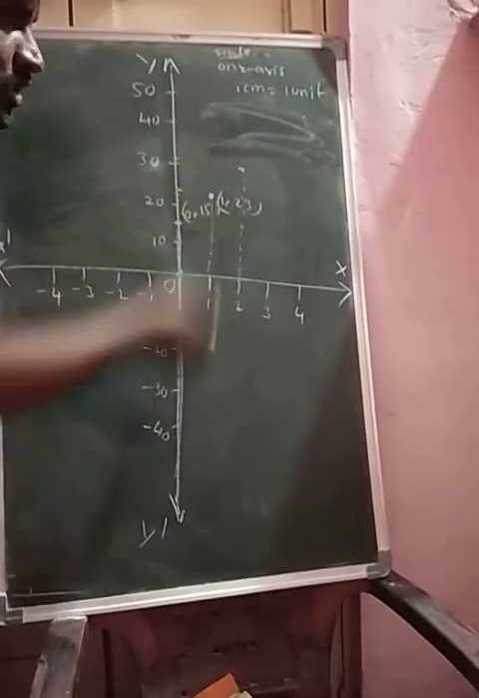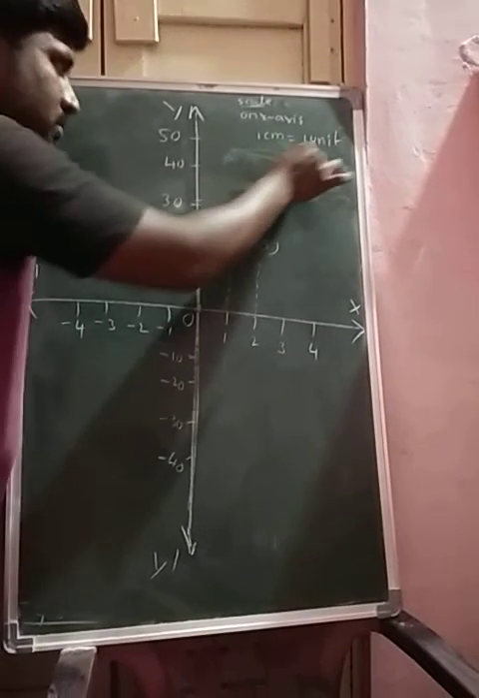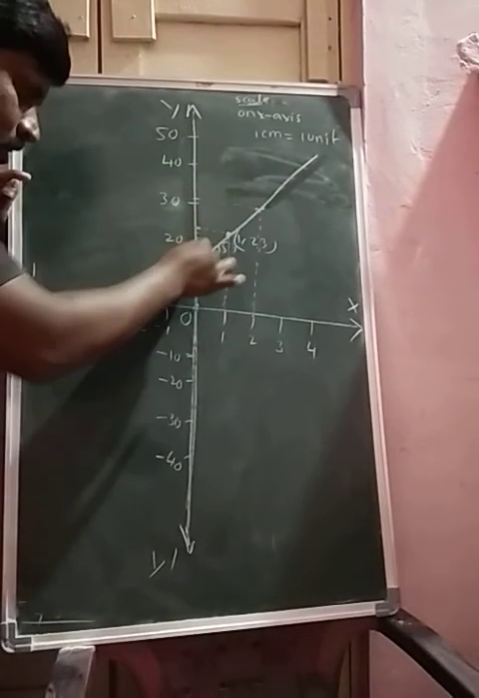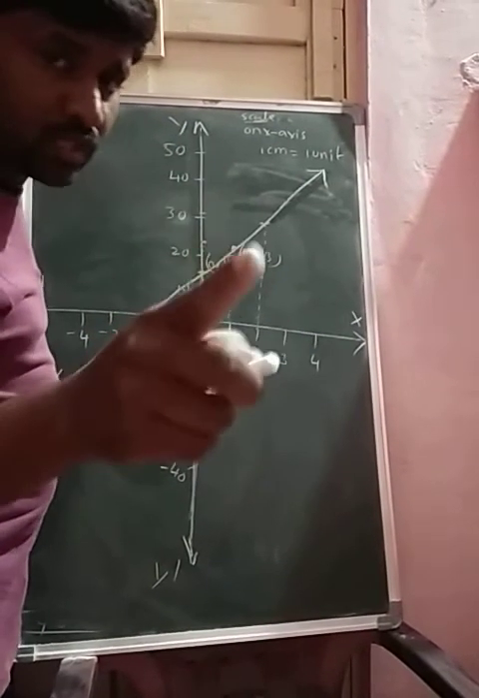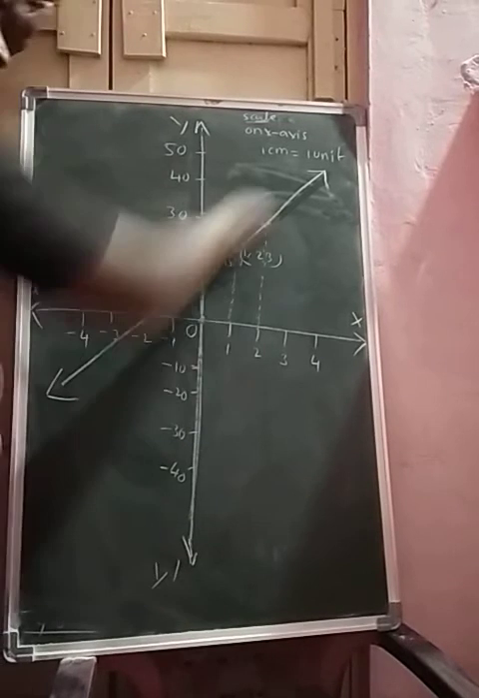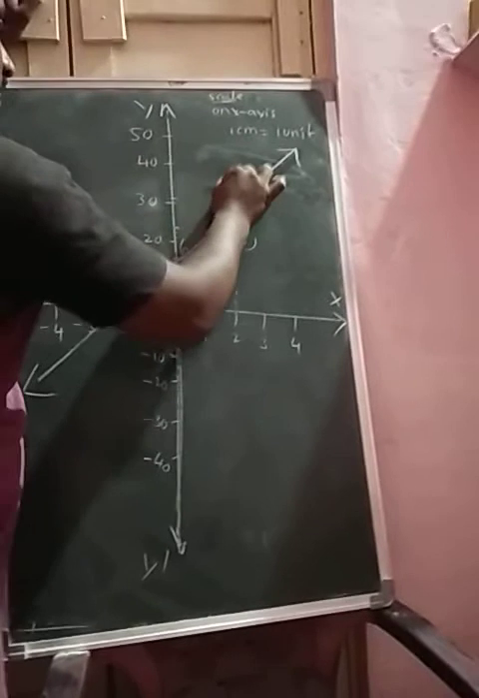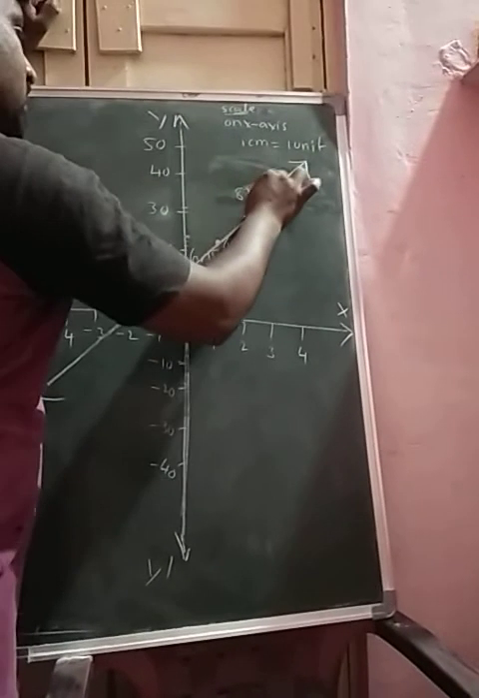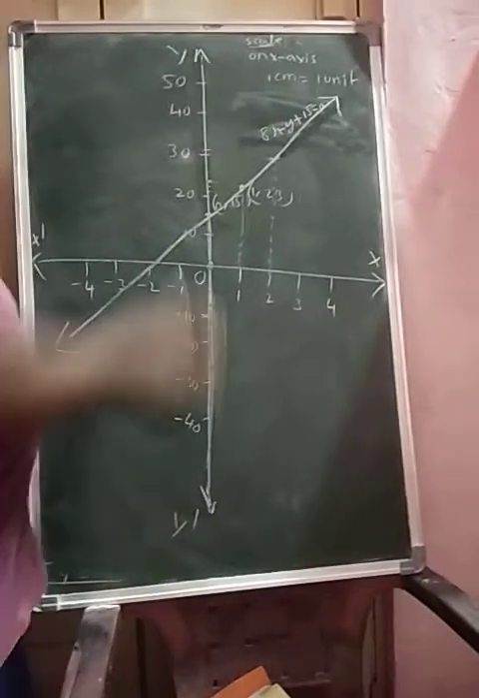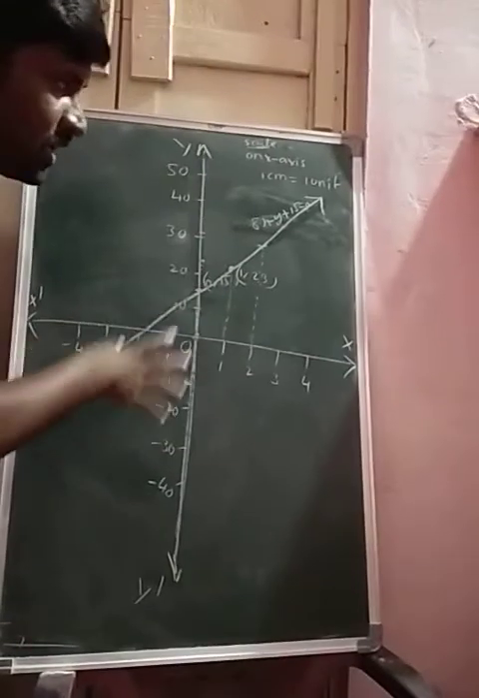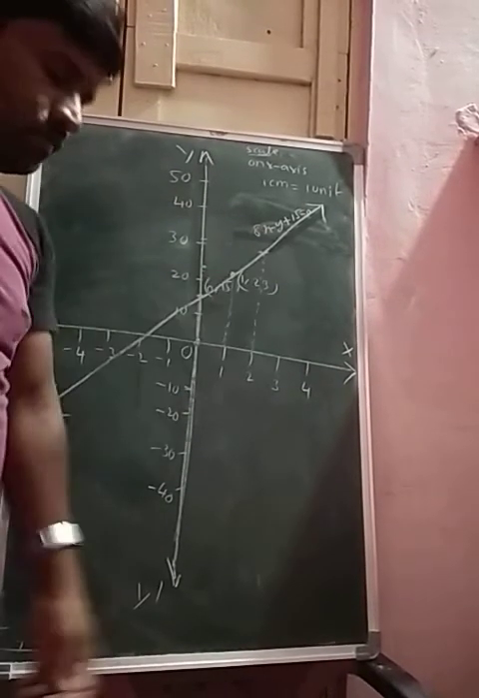I have taken only 3 solutions here. By joining these points I get a straight line, because we concluded in previous questions that the graph of a linear equation with two variables is a straight line. So what is the equation now? The equation is 8x minus y plus 15 equals 0. So this is the graph of a linear equation with two variables, this particular linear equation.